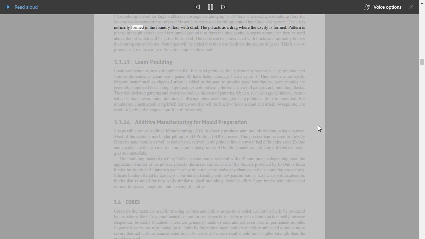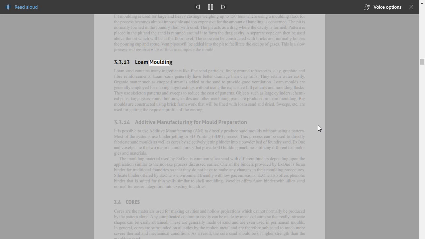The pit is normally formed in the foundry floor with sand. The pit acts as a drag where the cavity is formed. The pattern is placed in the pit, and the sand is rammed around it to form the drag cavity. A separate cope can then be used above the pit, which will be at floor level. The cope can be constructed with bricks and normally houses the pouring cup and sprue. Vent pipes will be added into the pit to facilitate the escape of gases. This is a slow process and requires a lot of time to complete the mold.